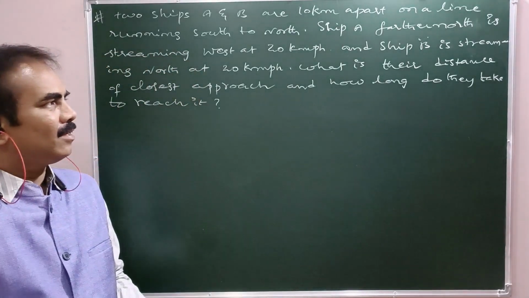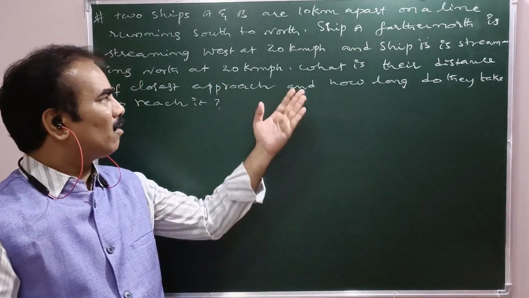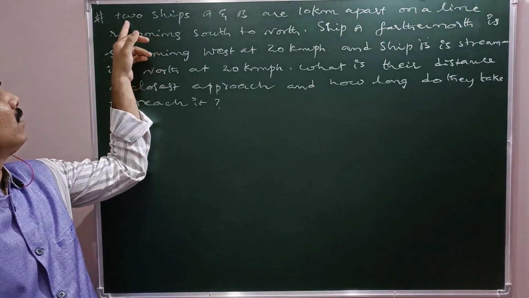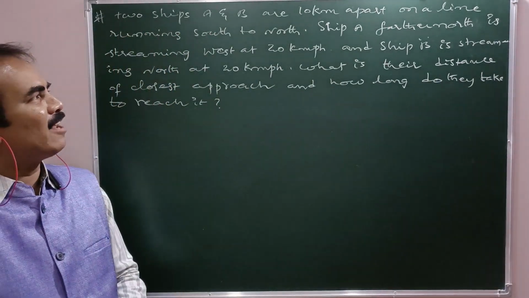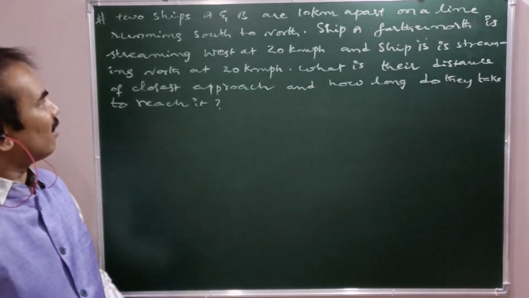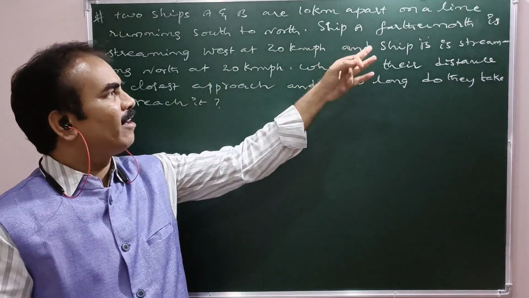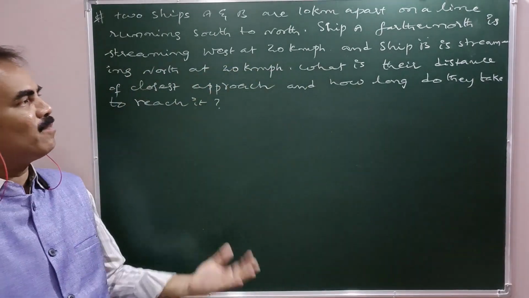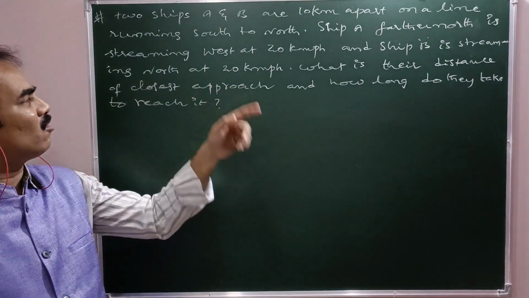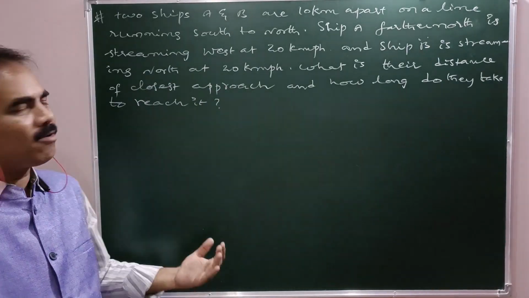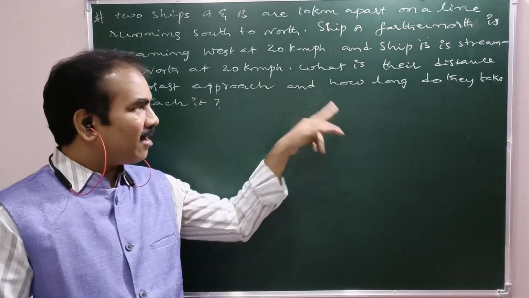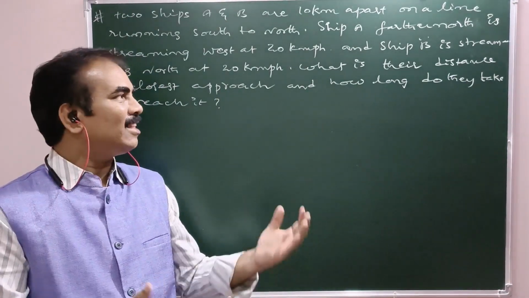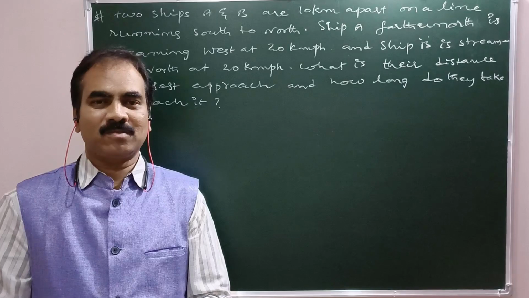What is that? To find the shortest distance, or closest distance of approach. Right? Now see here, two ships A and B are 10 km apart on a line running south to north. Ship A, farther north, is steaming west at 20 km/h and ship B is steaming north at 20 km/h. What is their distance of closest approach, and how long do they take to reach it?